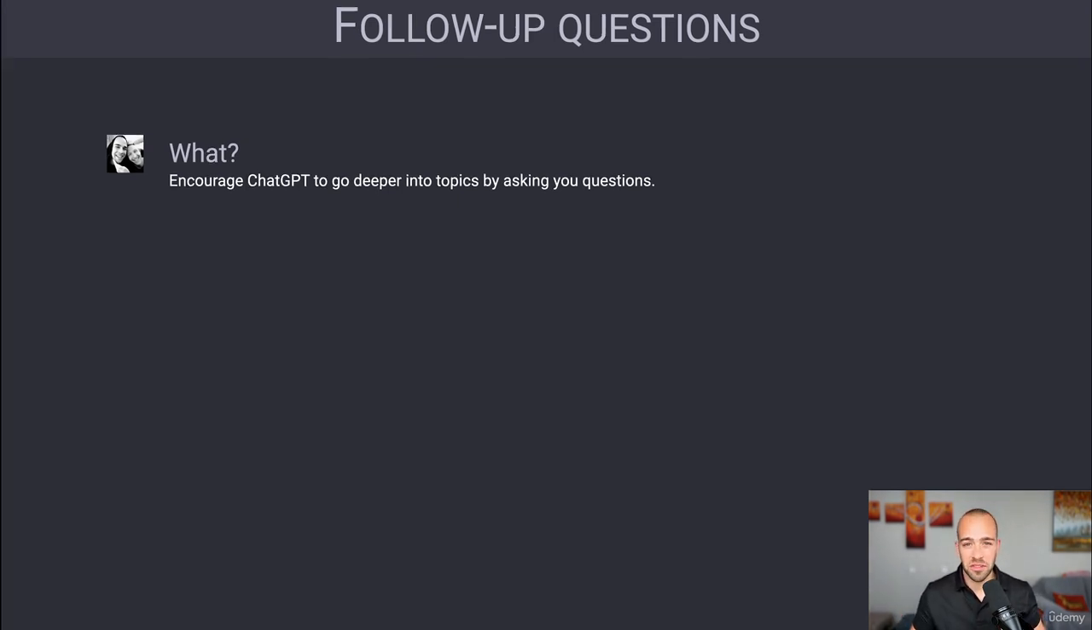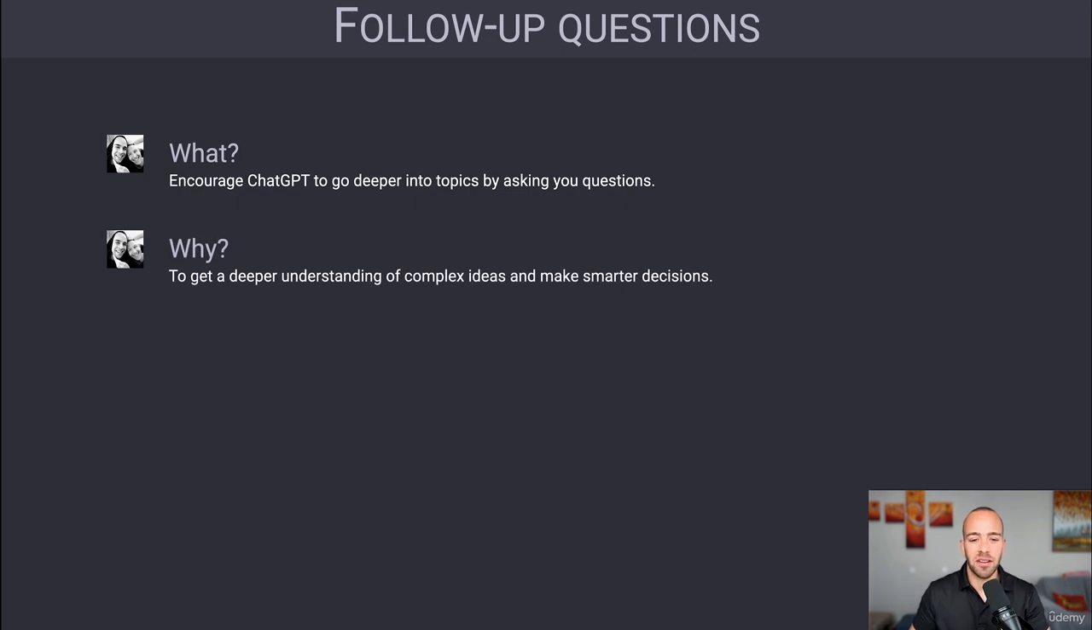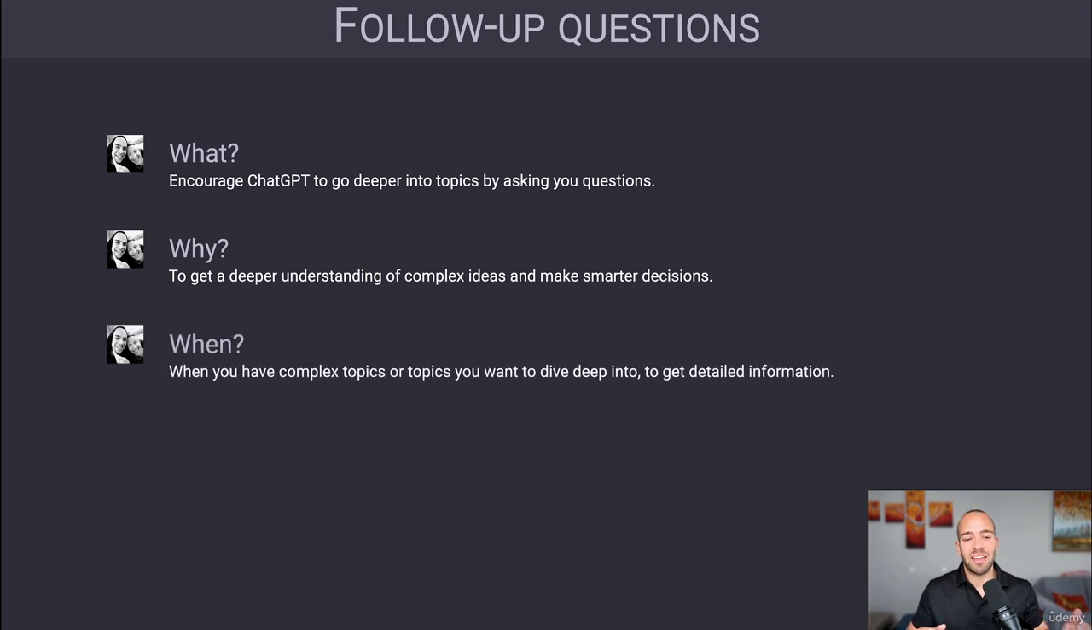Now, why are we using this? Well, to get a deeper understanding of complex ideas and make smarter decisions. So if something is complex, then we just ask ChatGPT to ask us more questions so that they will receive more information so that we can make smarter decisions. Smart, right? So next one is when.